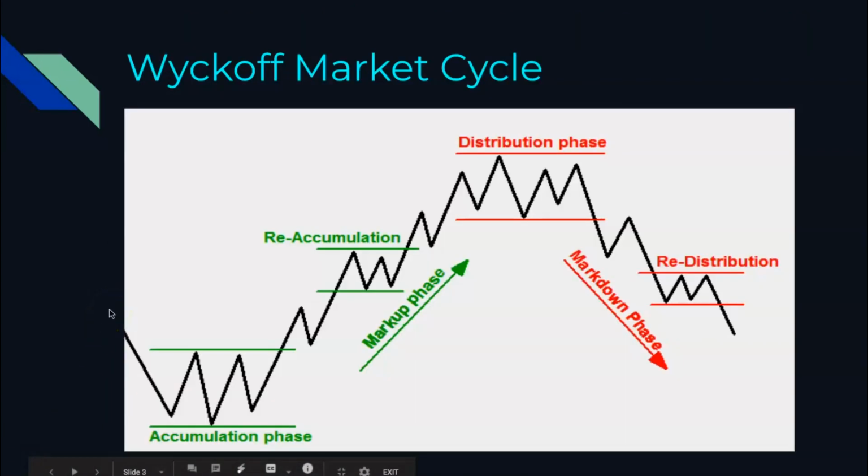Whatever I was telling right now was explained by Richard Wyckoff in the 1990s. He was considered one of the 5 titans of technical analysis, along with Dow, Gann, Elliott and Merrill. So he explained all the concepts I told in the form of the Wyckoff market cycle. Now let us look into it. So these are the phases in the Wyckoff market cycle.